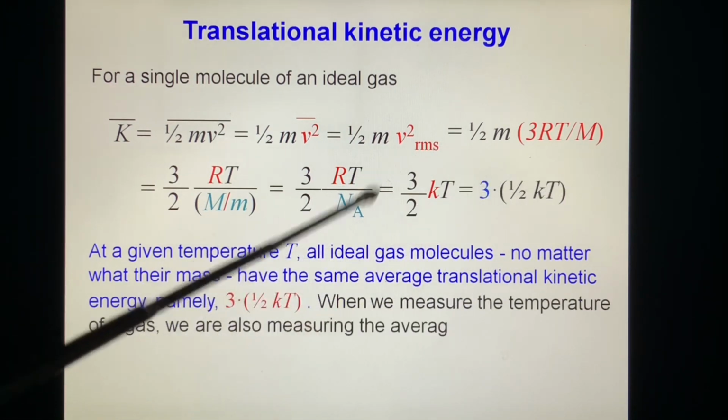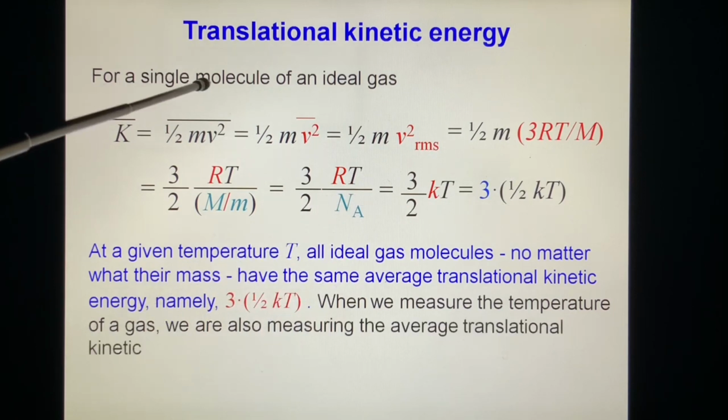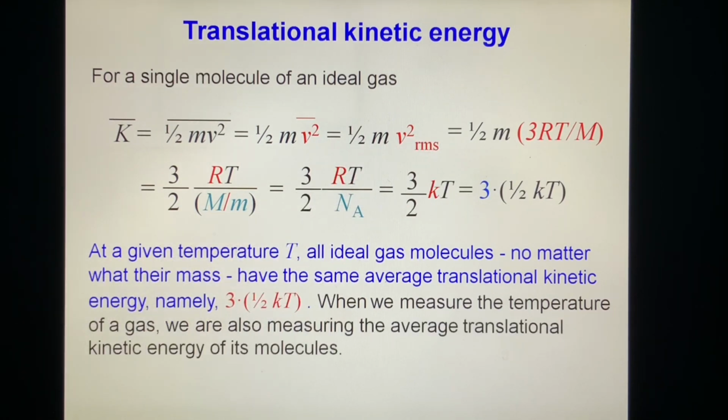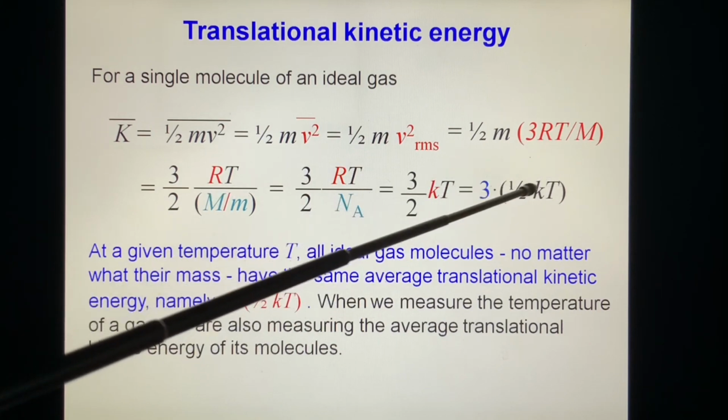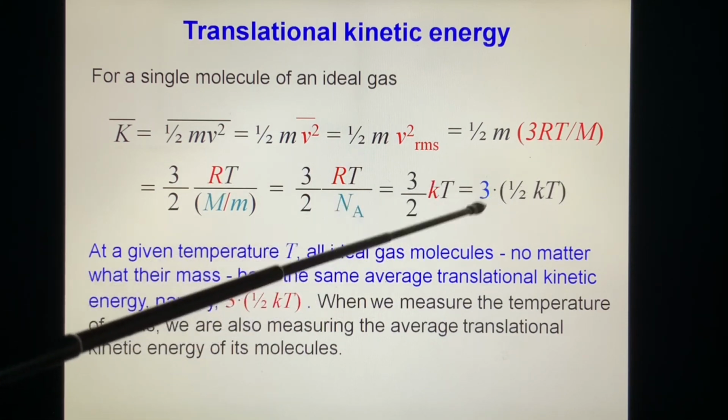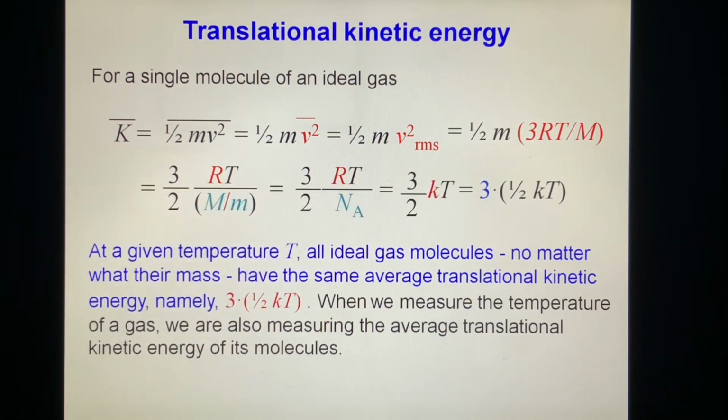Why do we take 3 out? Because a single molecule has 3 degrees of freedom, moving along X, along Y, along Z. Each degree of freedom contributes 1/2 kT of energy, so 3 in total. Later we'll find that the more degrees of freedom you have, the more kinetic energy you have.